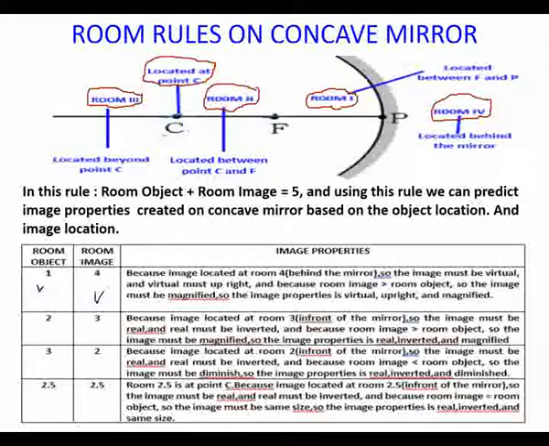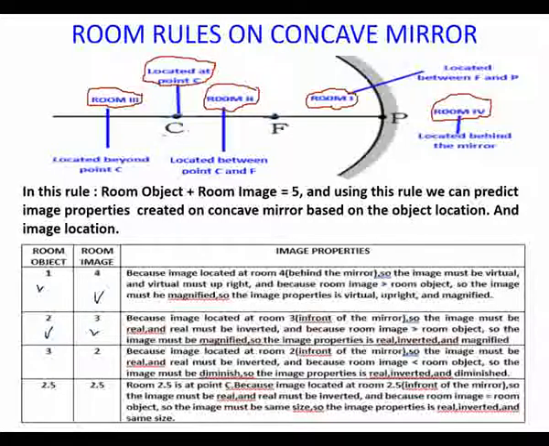And if the object is located at room 2, the image is located at room 3. Because the image is located in room 3 in front of the mirror, the image must be real, and real must be inverted. And because the room of the image is bigger than the room of the object, the image must be magnified. So the image properties are real, inverted, and magnified.